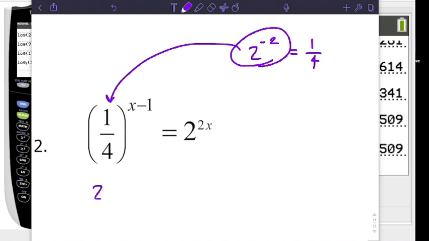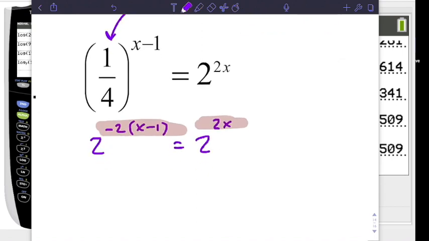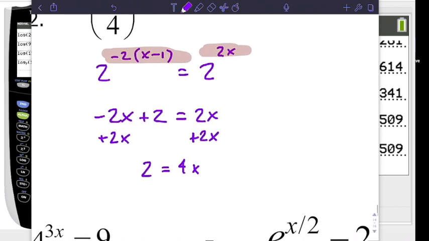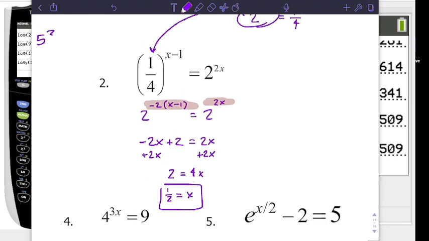So 2 raised to -2, and then you still have this x minus 1 up there. Then this other exponent is going to be 2 raised to 2x. Once again, if you have common bases, then you can set the exponents equal to each other. So that would be -2x plus 2 equals 2x. I'm going to add 2x to both sides. That's going to give me 4x is equal to 2, or when I divide, 1/2. That's your answer there.